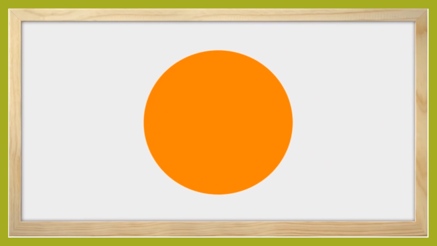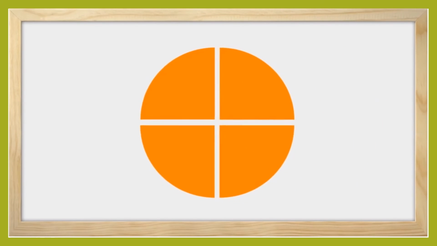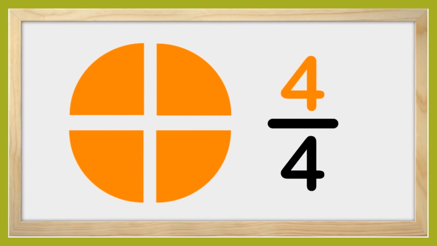Here is another circle, and I divided this circle into 4 separate parts. Right now, I have 4 pieces over 4 pieces. We call these 4/4. There are 1, 2, 3, 4 pieces, which gives us 4/4. But... Hey, I want one. Me too. Me too. I have 3 sisters that want a piece of the circle.